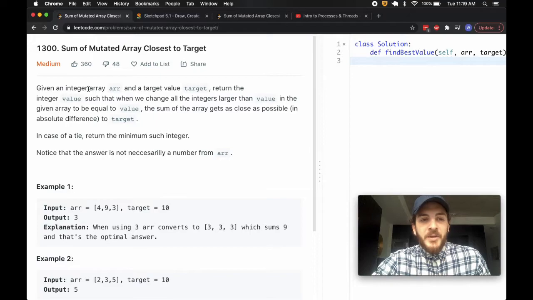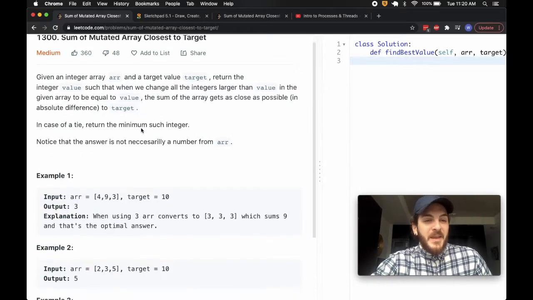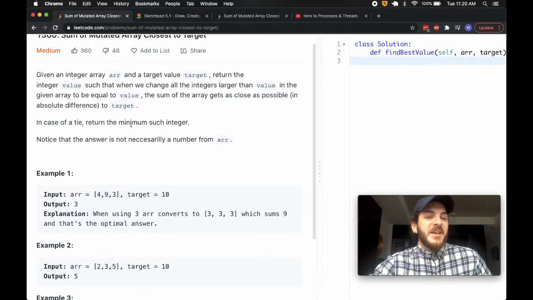It tells us that we're given an integer array and a target value called target. And we need to return an integer value such that when we change all the integers larger than value in the given array to be equal to value, then the sum of the array gets as close as possible to the target. Okay, so it's a bit of a mouthful, but we'll walk through what this actually means. It says in case of a tie, we return the minimum such integer.